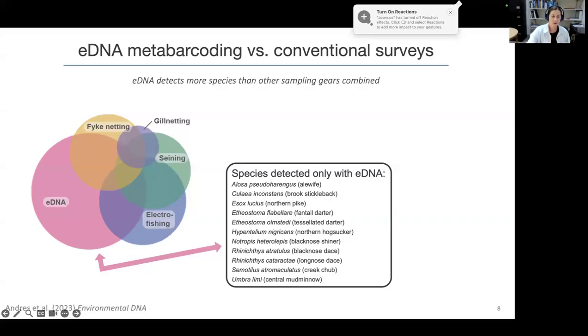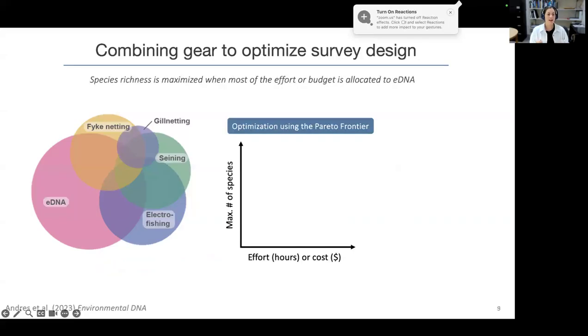And so for the second part of the study, we thought of an optimization approach called the Pareto frontier. What the Pareto frontier does is look at all of the different ways that we could distribute effort or cost across the different types of sampling gear to optimize our survey design. So I'll walk you through an example.